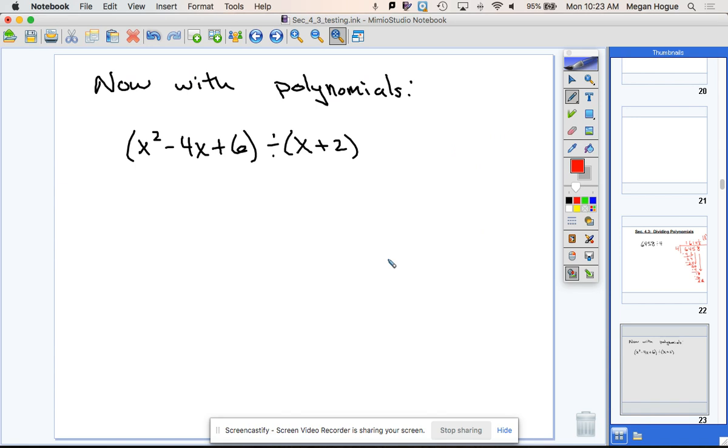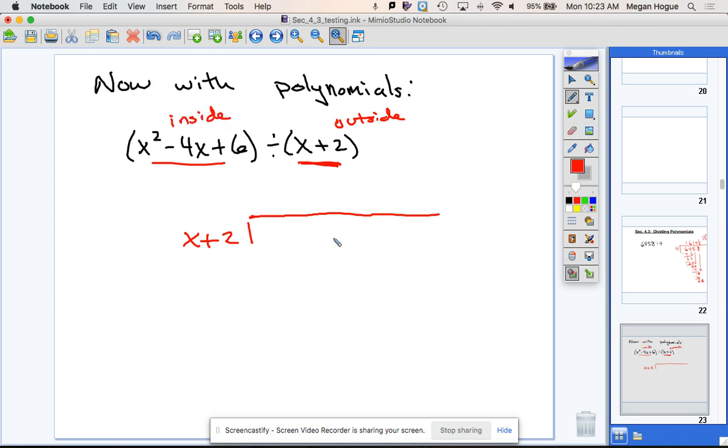So go ahead and write it down like this first. X squared minus 4x plus 6 divided by x plus 2. So we want to know what it looks like before we set it up into long division format. X squared minus 4x plus 6 divided by x plus 2. This part goes outside. So I put x plus 2. Remember, you're going to need some room to write above. And then this part goes inside the division symbol. So x squared minus 4x plus 6.